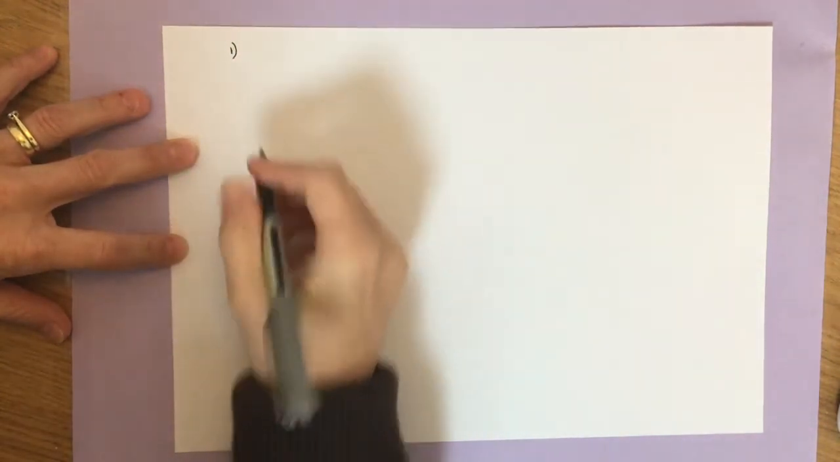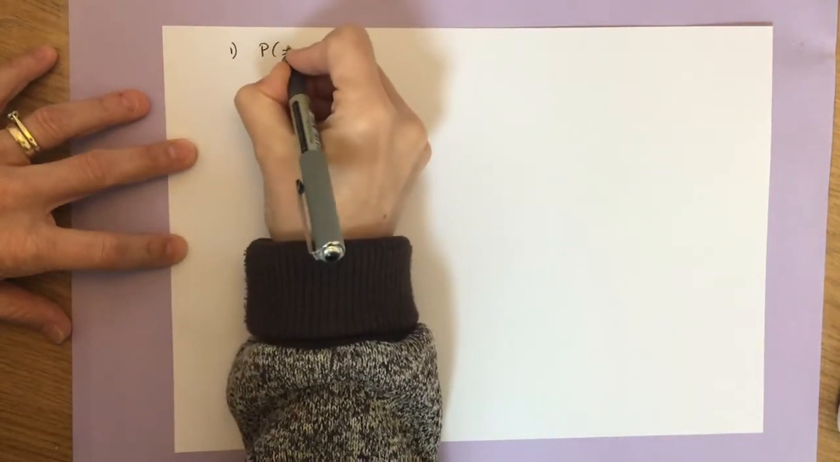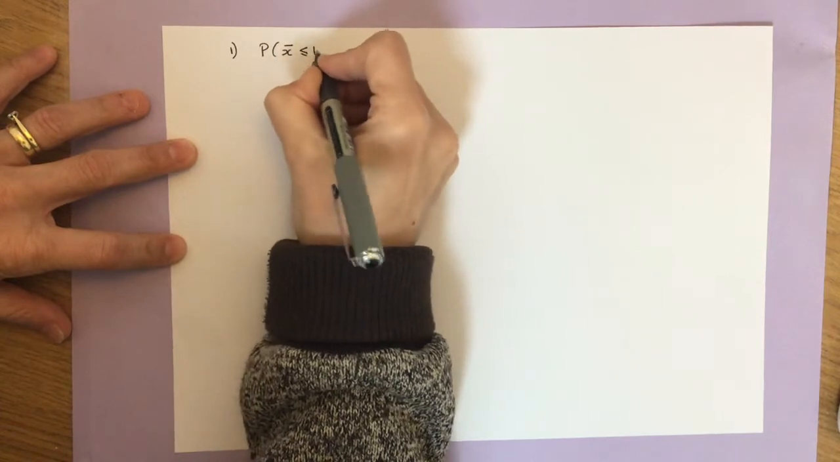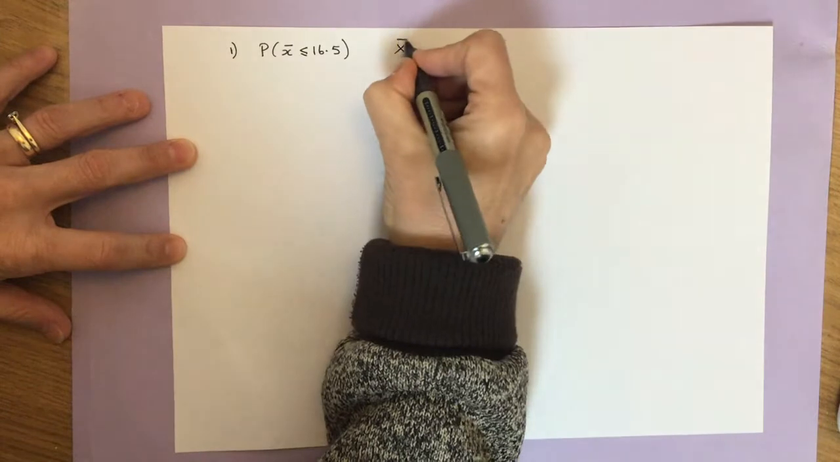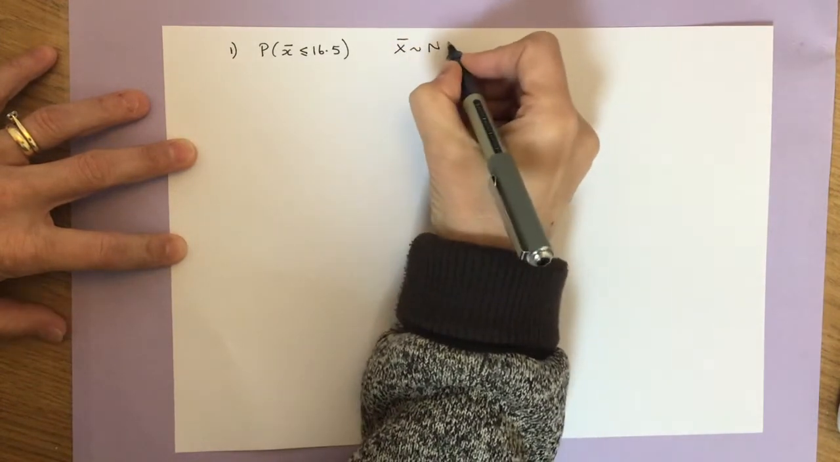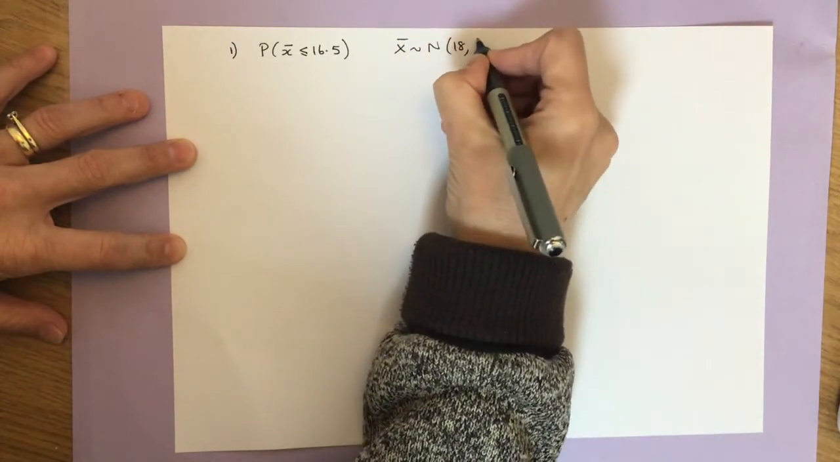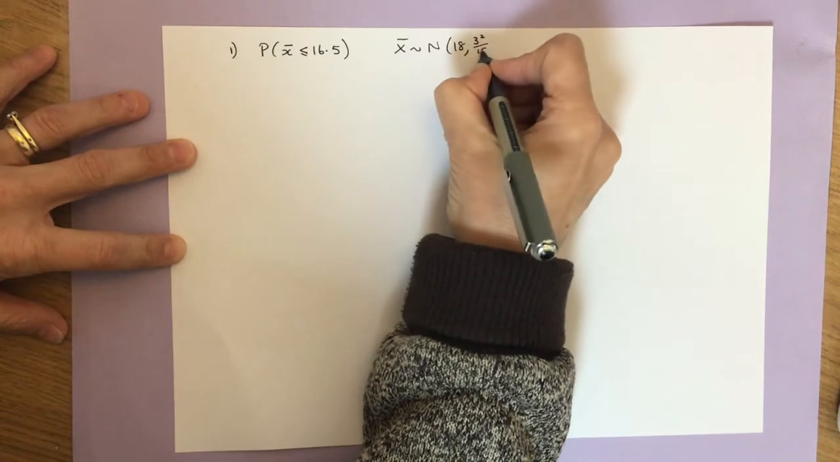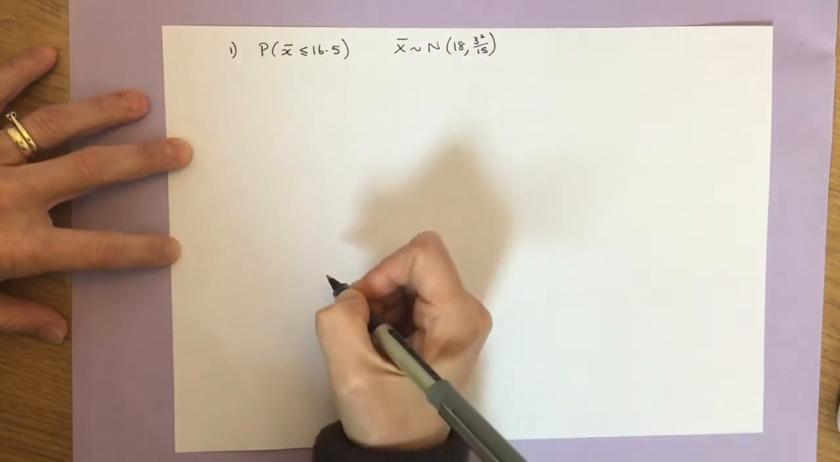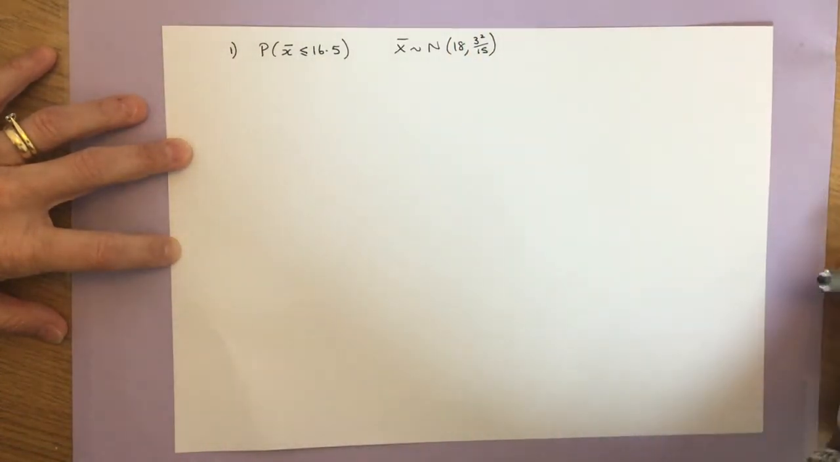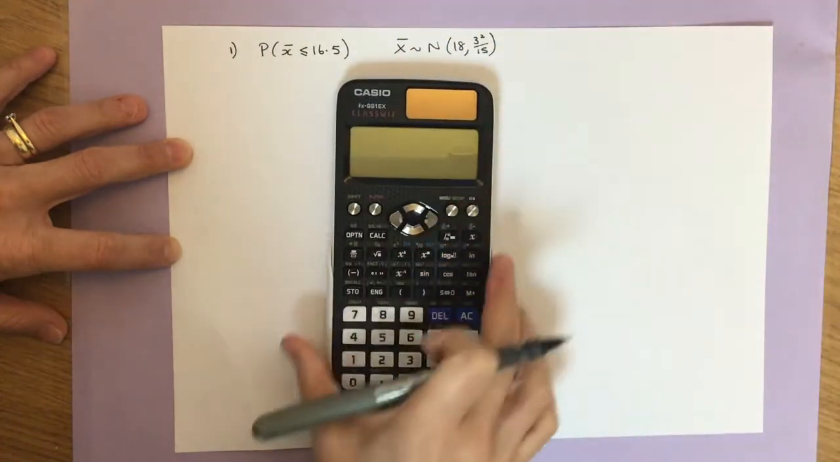So method 1 was to have a look at the probability that that mean value is less than or equal to 16.5. Let's not forget from our other sheets of paper there that the mean is normally distributed 18 and then 3 squared over 15 for our variance. So let's get our calculators out. Let's have a look at this.